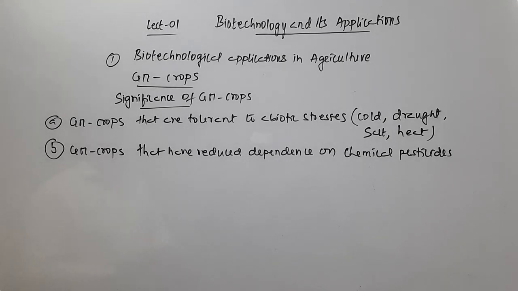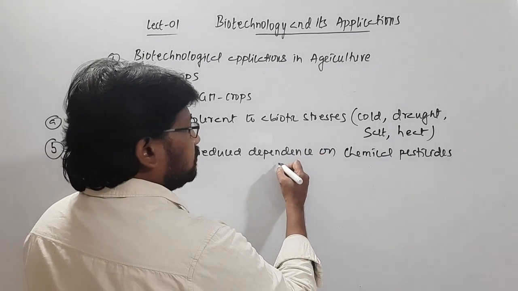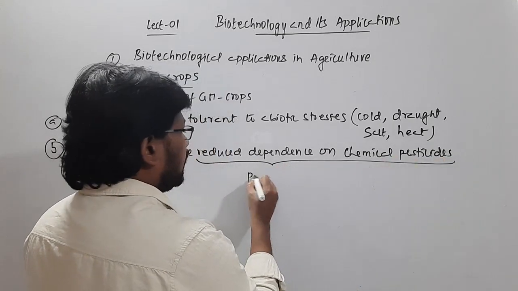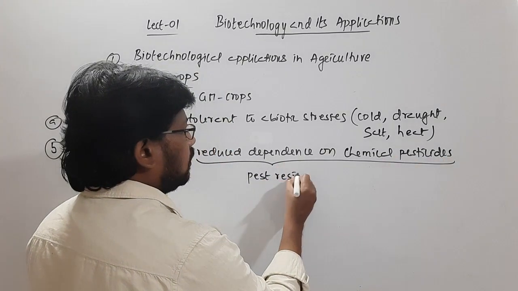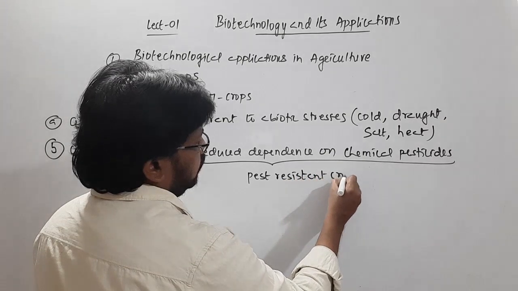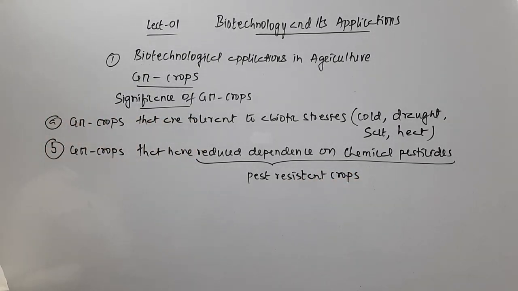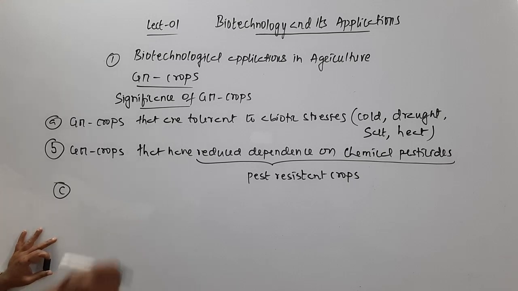Those crops are called pest resistant crops. So I can say that we can develop, using biotechnology, pest resistant crops. Then we can even develop crops that have decreased post harvest losses.